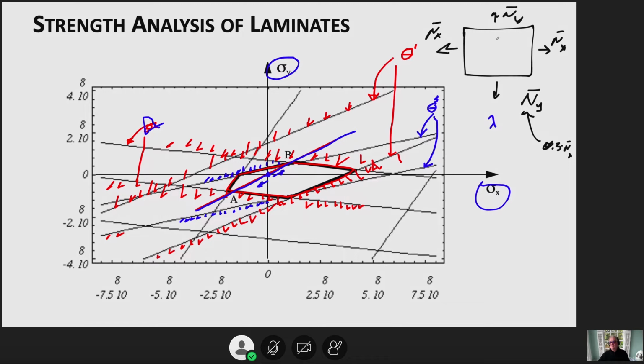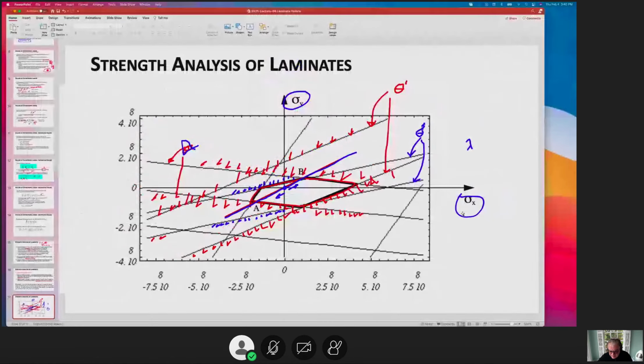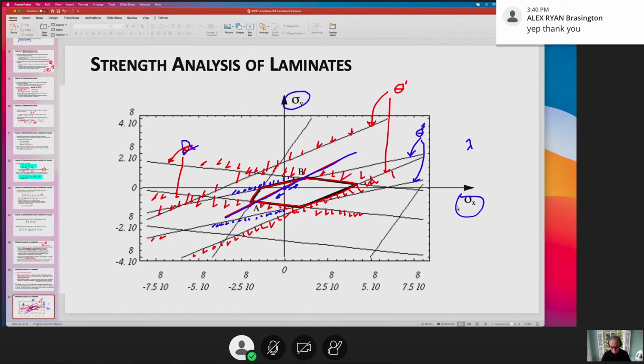So with this combination, a ply which has a plus 30 layer might be going like this, minus 30 will be going like this. Stresses along this direction are going to be very different than stresses along this direction. So this may fail, whereas this will be far from failing. Does that answer your question, Alex? All right, very good. Any other questions?